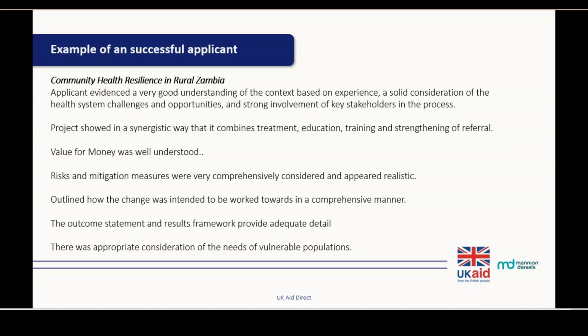This applicant provided a clear project summary outlining what they wanted to achieve, what districts they'd be working in, and how they would achieve the change. They outlined a three-pillar approach that included treatment, teaching, and training. They clearly outlined exactly who they were targeting, and also crucially why they were targeting those beneficiaries. One thing to note is that the summary could have been more concise, but it was very clear.